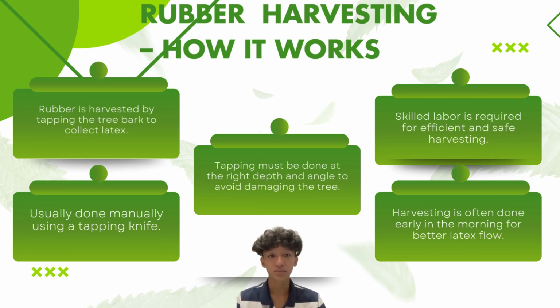The tapper must make careful cuts at the correct depth and angle to avoid damaging the trees. The tapping is usually done early in the morning when the temperature is cooler and latex flow is at its highest. Since this process depends heavily on skill and precision, it requires experienced workers. Even small mistakes during tapping can affect the tree health and latex yield.